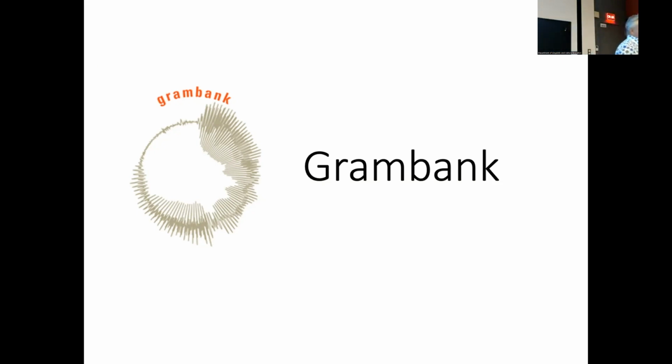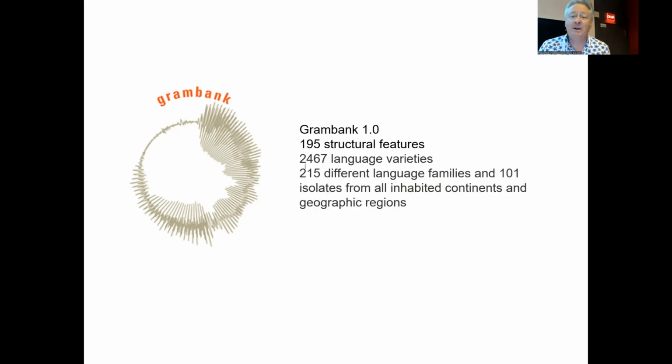By way of an introduction, what I thought I would do is give you a brief account of the history of the Grambank project, and a little indication of some of the prospects for the future. So what is Grambank? Grambank, as probably most of you are aware, is a database of 195 structural features. At the moment, in version 1.0, it contains information on over 2,400 language varieties, and the coverage is quite impressive really: 215 different language families, 101 isolates, and pretty even coverage over all continents and geographic areas apart from Antarctica.